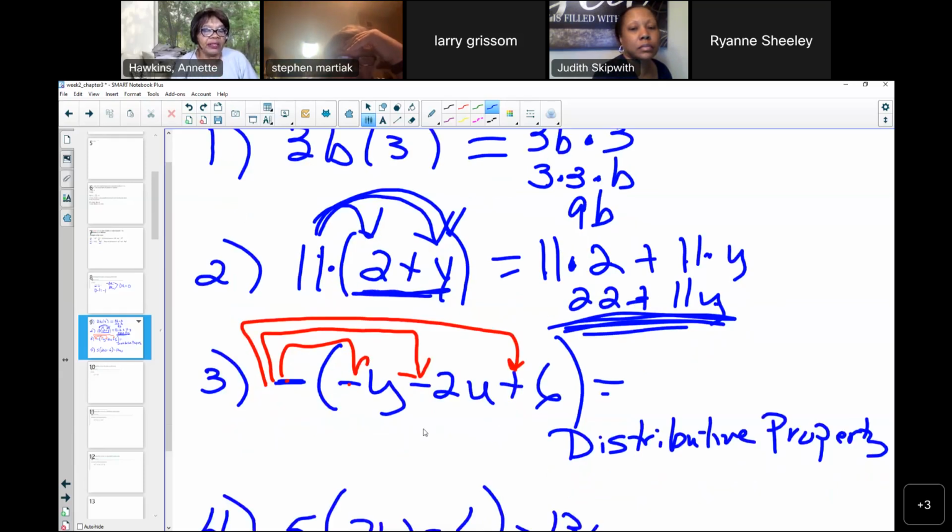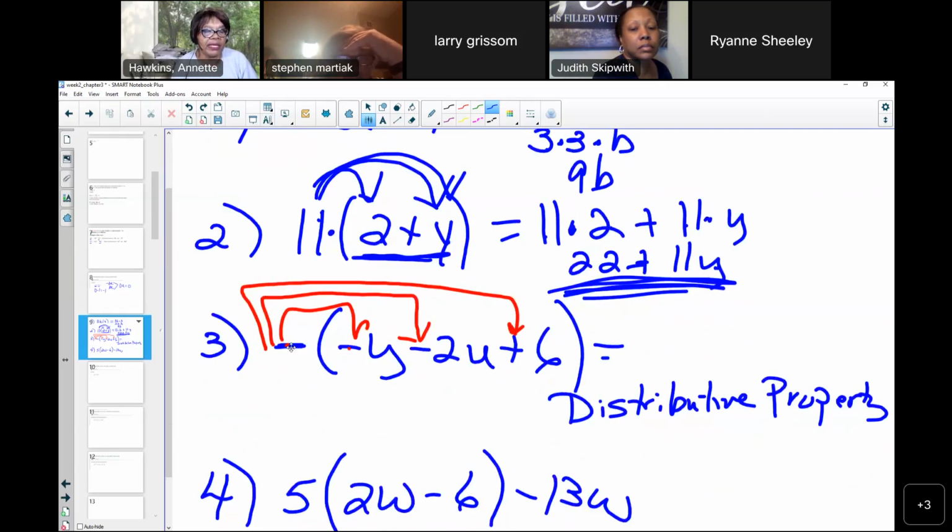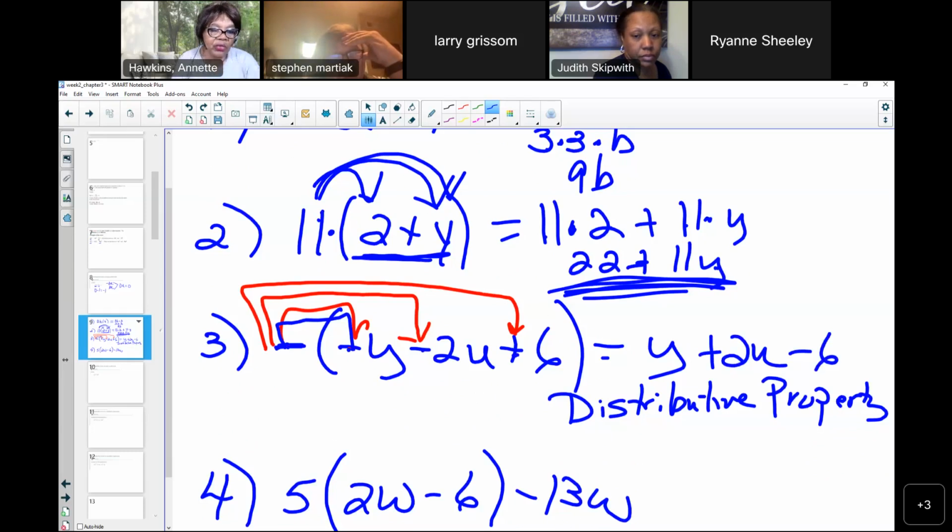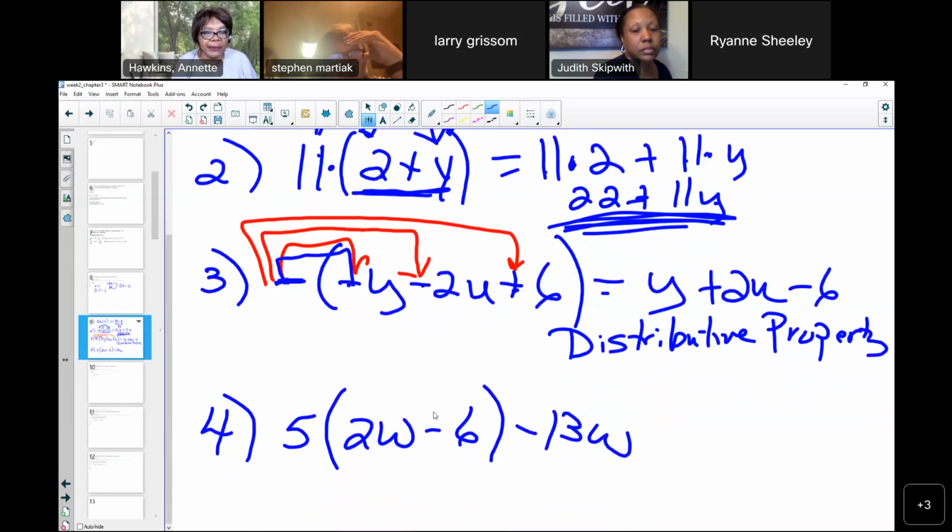All right, let's take a look at this problem. You might see a minus in front of this parenthesis. So we need to use the distributive property. This and this, see these two negatives come together, they would cancel. This negative and this negative would cancel. But now this negative and this negative, a negative times a positive is a negative. So we're using the distributive property. All right, you try problem 4.